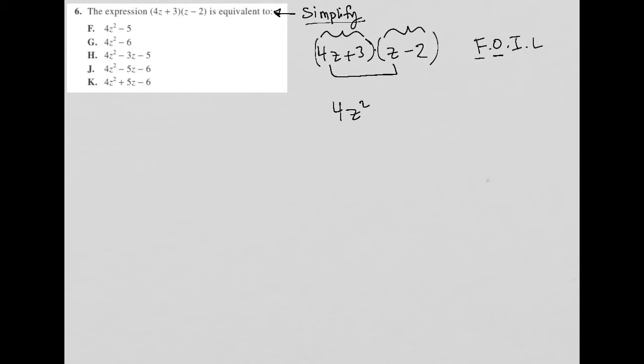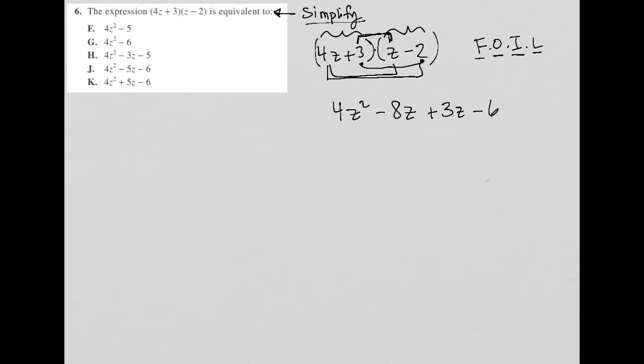And then O stands for outer. So we're multiplying the two outer parts of our two binomials. In this case, 4z times negative 2, which is negative 8z. And then I stands for inner. So I'm multiplying the two inner terms. In this case, 3 times z. So that's going to be a positive 3z. And then the L stands for last. So I'm multiplying the last term here by the last term here. In this case, 3 times negative 2, which is negative 6.